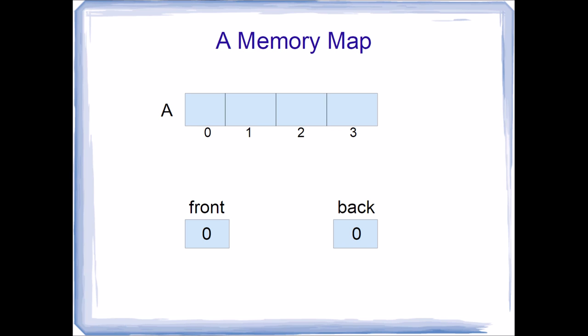Remember, there's no such thing as an empty memory location. It just means that theoretically there's nothing in our queue yet. Anyway, so front and back the same, empty queue. The array doesn't have anything showing here because we haven't added anything yet.